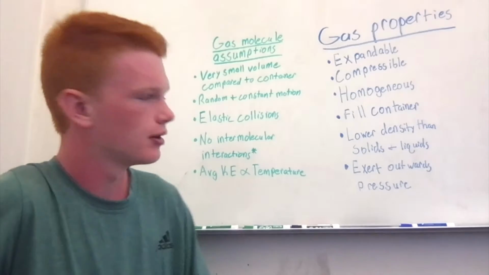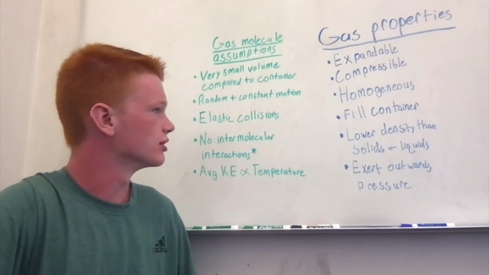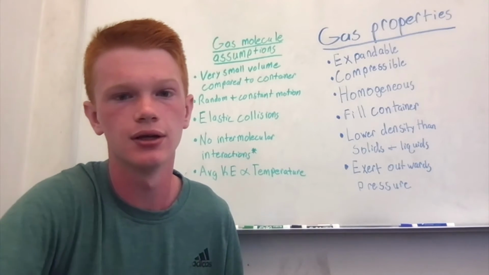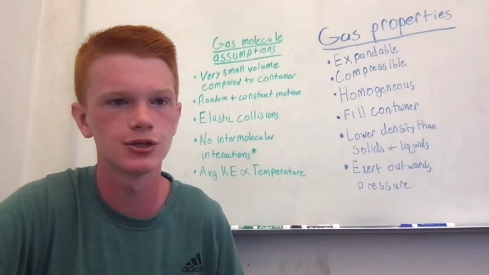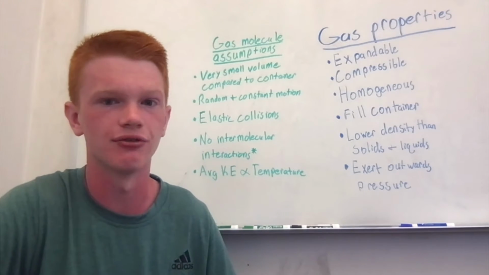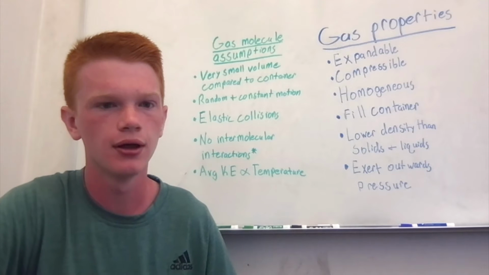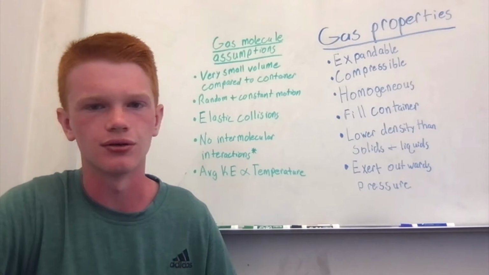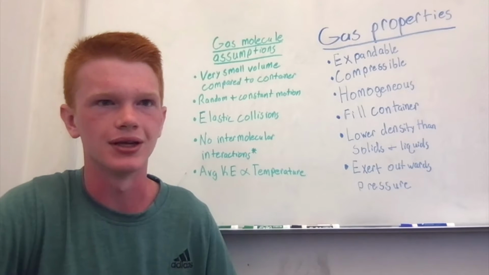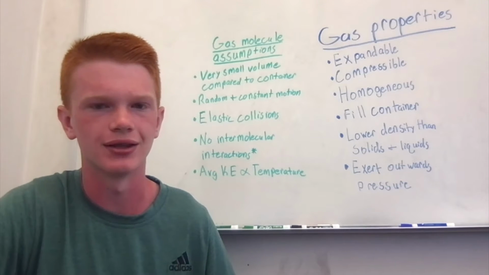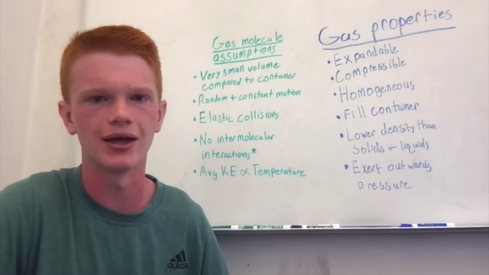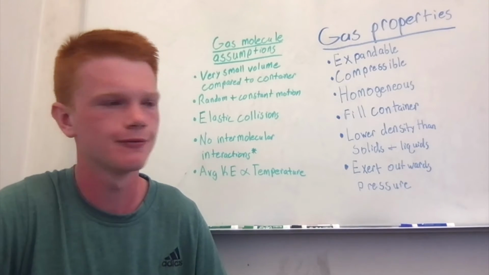And then the next property is that it has a lower density than solids and liquids. And that's pretty self-explanatory, but lower density than solids and liquids just means that basically it's more spread out, and in the same amount of space, there's going to be less mass.